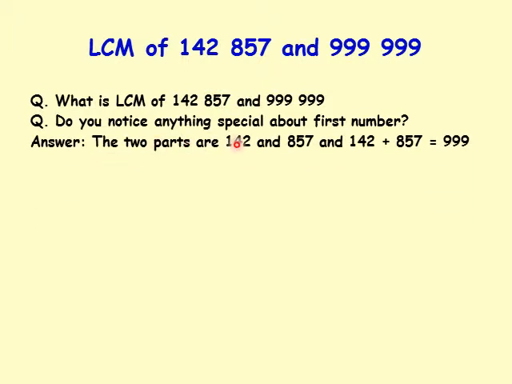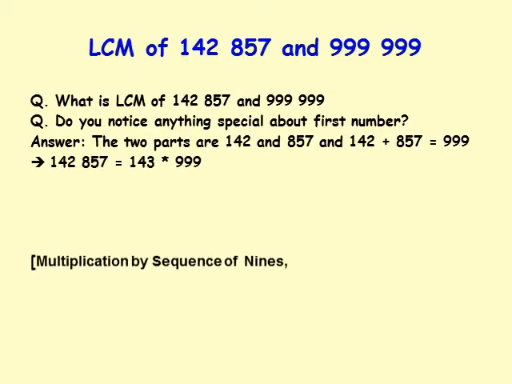Do you notice anything special about the first number, 142,857? The two parts of 142,857 are 142 and 857, such that 142 plus 857 is 999. It means that it is equal to 143 times 999. That number must have come from multiplication by a sequence of nines. Okay, let's continue.